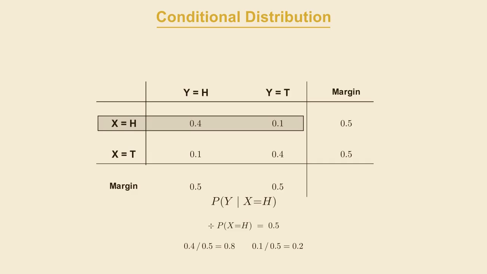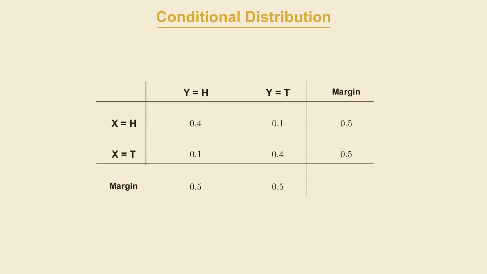The conditional probability that Y equals tails, given X equals heads, is 0.1 divided by 0.5, which ends up being 0.2, or 20%. Now we can check normalization. 0.8 plus 0.2 equals 1. The conditional distribution sums to 1 because we've restricted to a specific scenario, where X was heads, and within that scenario we need to complete the probability distribution.